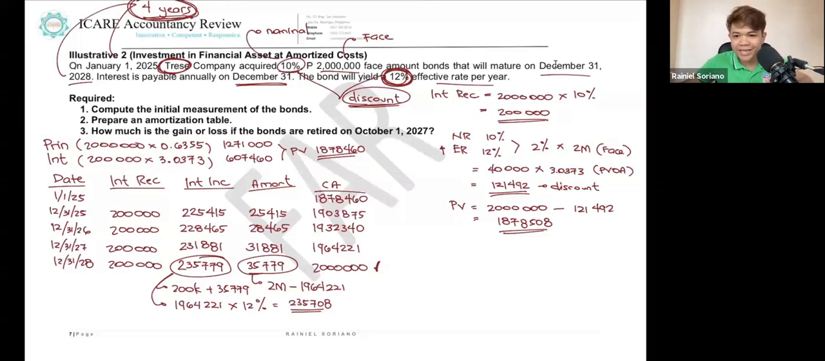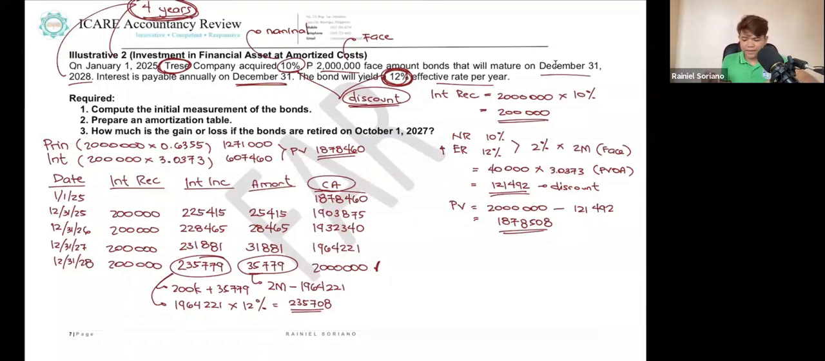Now, hear me out. The procedure kapag may premium tayo is actually the same. The only difference is that in the computation of carrying amount, this time, premium amortization will actually be deducted. Kapag discount kasi, added eh. Yun lang yung pinagkaiba. But other than that, the procedure will just be the same.